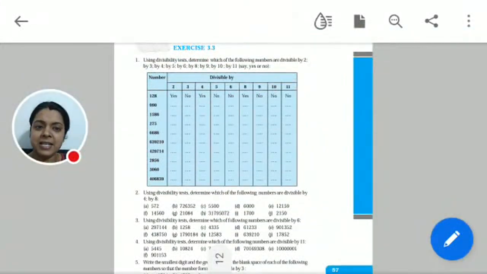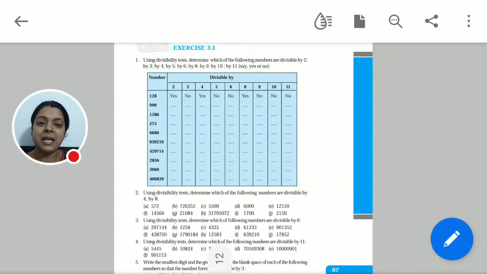Here you just see another number. It is from the exercise. I'm taking you to exercise 3.3. The first question is very interesting. Just use your mind without using your pen or paper. Don't use your pen and paper. And finally, you have to find out the answer, whether it is divisible, because it is asking yes or no.